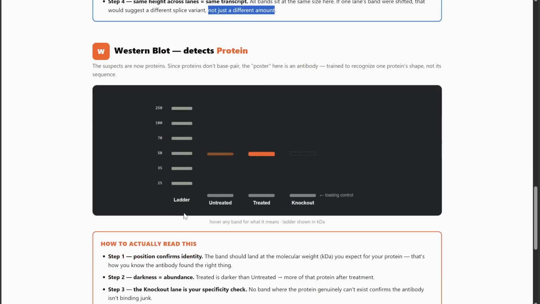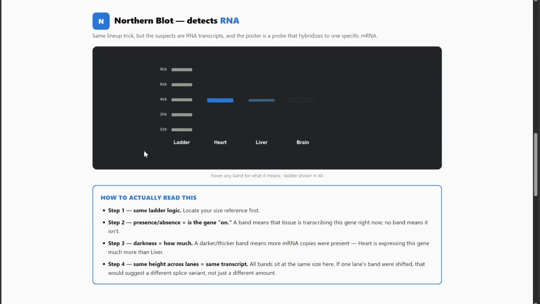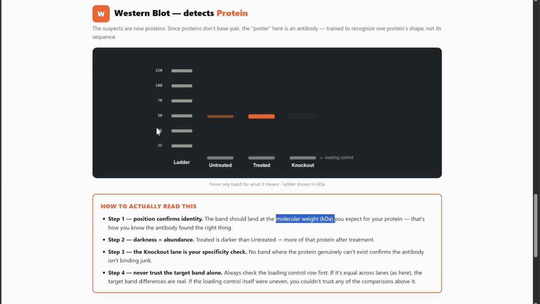And now we're going to look at the Western blot, which detects protein. It's very similar. We have the ladder. And so step 1, we're going to look at the position of the band here, and we're going to compare it relative to the ladder. What we're measuring on the ladder is no longer kb. Those ones were both kb. But notice for Western blot, it's going to be kDa on this side. So that's how you know the antibody found the right thing.